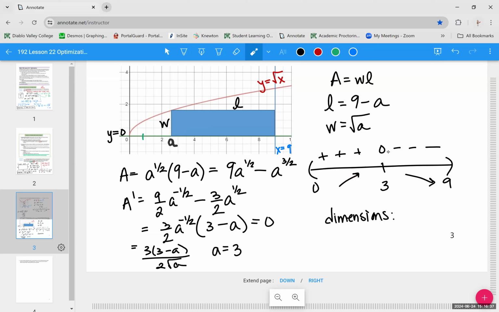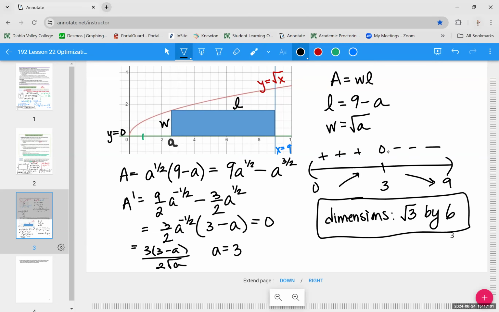So we just plugged in some test numbers on either side, found that 3 was in fact a maximum. So then if my a is 3, that means my rectangle would be the square root of 3 by 6. Just plugging that a value into these two dimensions, because the question did ask me what are the dimensions of the rectangle.